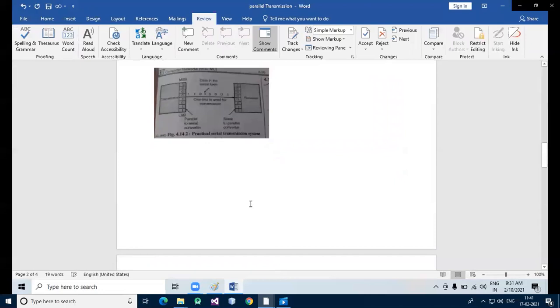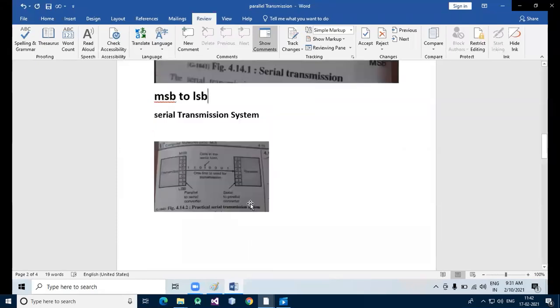This figure shows a practical serial transmission system. The transmitter and receiver are both computers. Since the communication within a computer is parallel, it is necessary to convert parallel data into serial data at the transmitter.